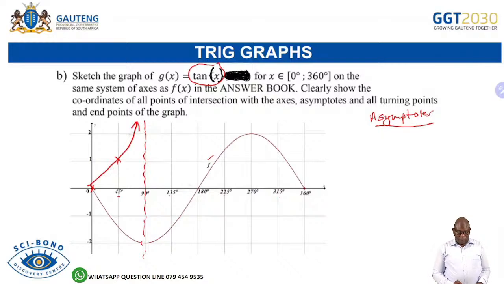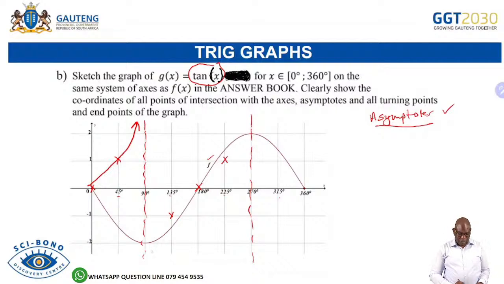Tan of 135, it will be -1. Tan of 180 is 0. Tan of 225 is 1. Tan of 270 is undefined. So where it says undefined, I just draw it. You'll get marks for drawing those lines because one of the marks will go for the asymptotes.